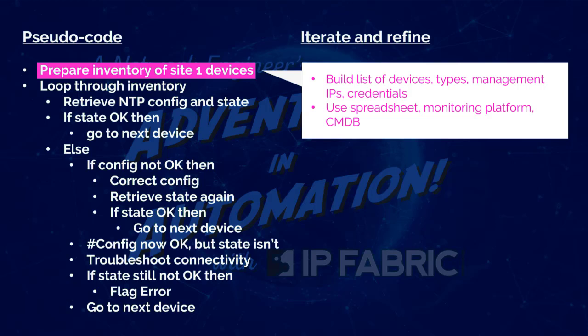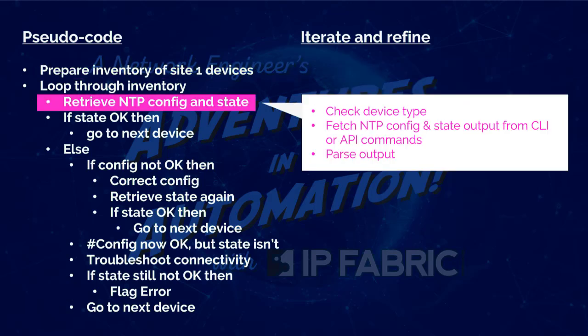Once you have that data, you then want to loop through those devices in the inventory and retrieve the config and the state that relate to the thing you want to change. So in our case, after checking the device type to find out what mechanism we need to use to get that information out, whether that's CLI or API, whether it's SSH or RESTCONF or SNMP even. These are the sorts of things we need to do and what the commands need to be.